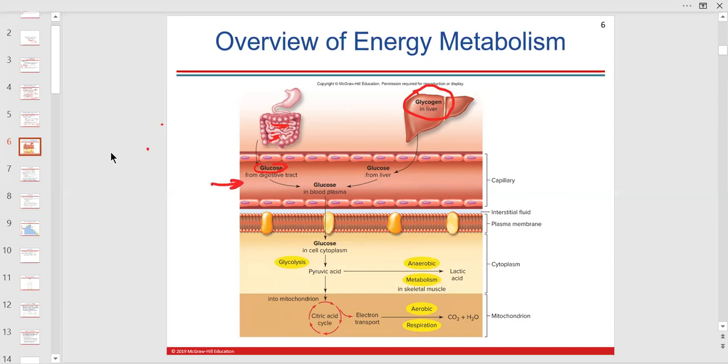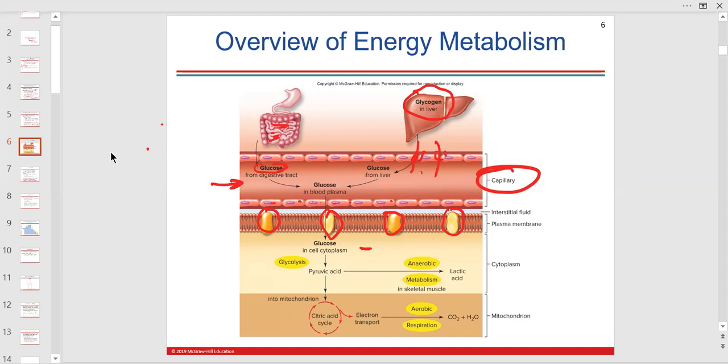Here's the blood. Look at that, one layer of simple squamous epithelium, endothelium with a basement membrane, capillary. When we talk about blood vessels, that'll make sense because simple squamous is diffusible. Glucose can get in, but it still needs a carrier. Then from the blood it goes into the cytoplasm of the cell. Here are the carriers for the cell, because glucose gets into a cell membrane with a protein carrier through facilitated diffusion.